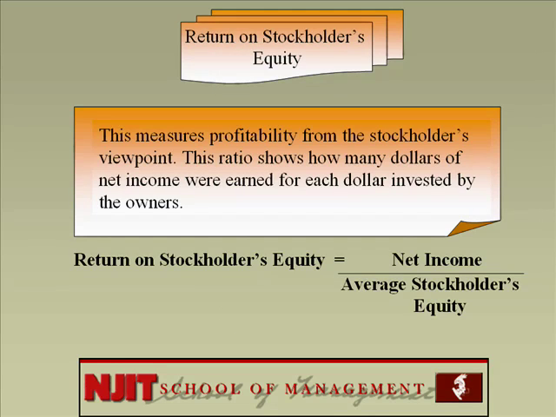Return on stockholders' equity. This measures profitability from the stockholder's viewpoint. This ratio shows how many dollars of net income were earned for each dollar invested by the owners. Let me repeat. How many dollars of net income were earned for each dollar invested by the owners? The formula is in front of you. Net income divided by average stockholders' equity.